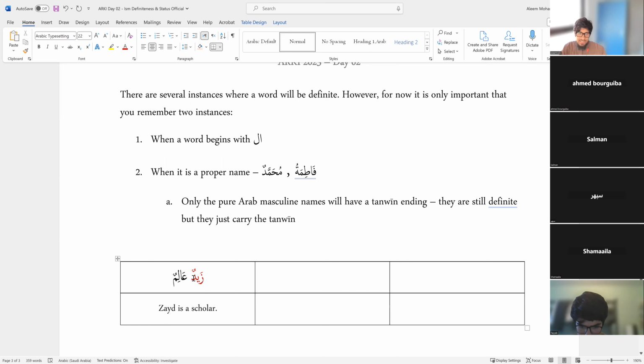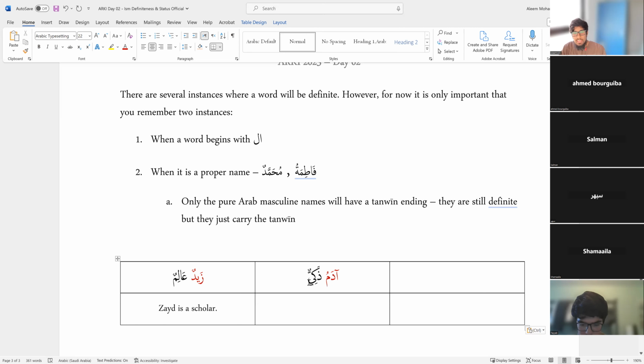Why? Because it is definite, because it's a proper name. It's referring to someone specific, right? It's definite, and it has a dhamma ending. And then we're going to treat this as our khabar, because it has a dhamma ending, and it is indefinite, right? Which we know by the tanween ending. Cool. Let's try this one here.